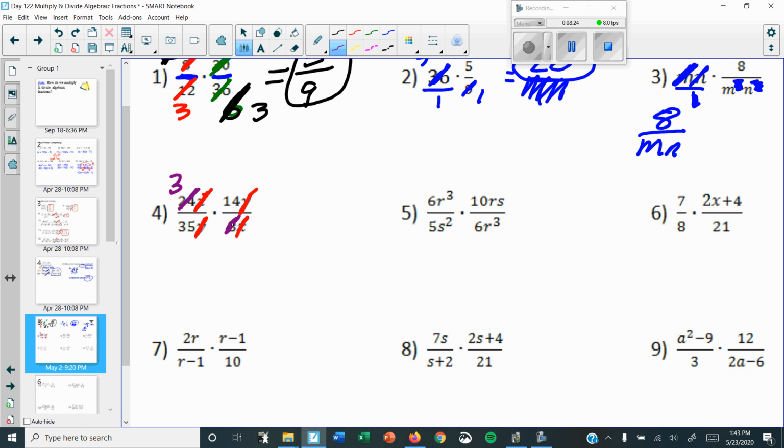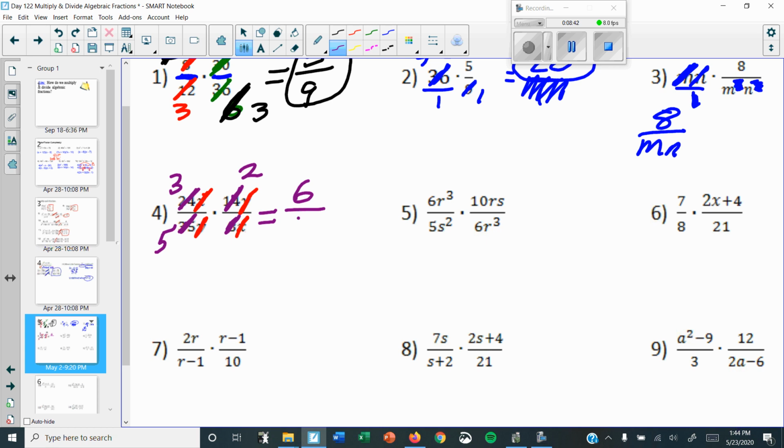What else can you do? 14 and 35, you can take out a 7. 14 divided by 7 is 2. 35 divided by 7 is 5. Okay, is there anything else I can do? No, so here we go. 3 times 2 is 6.